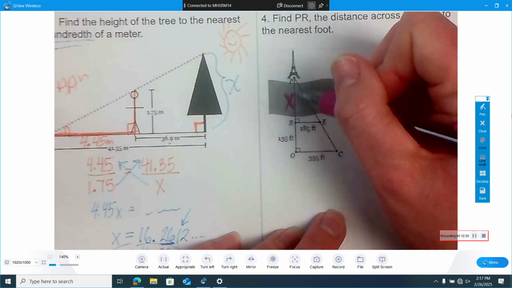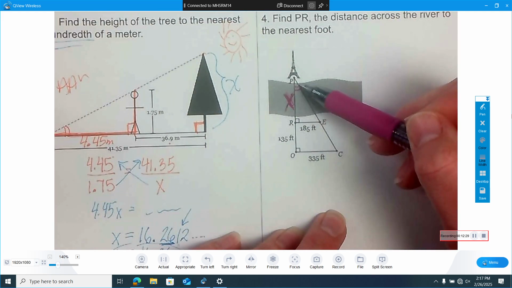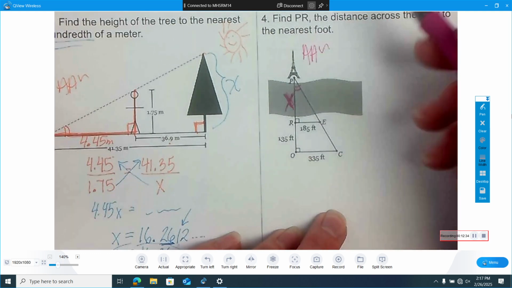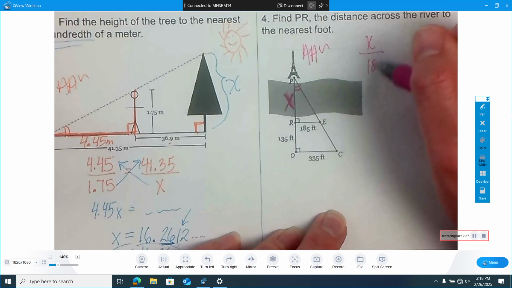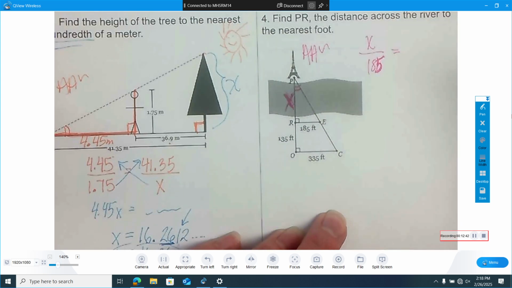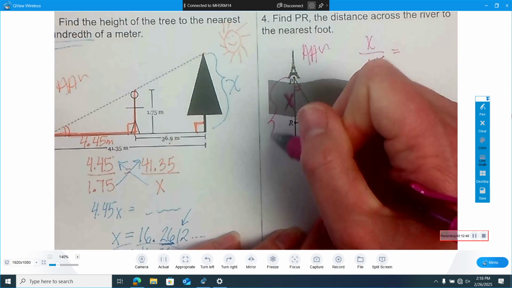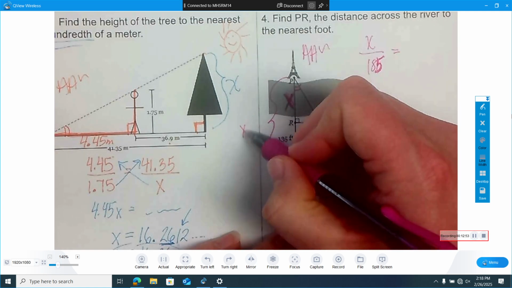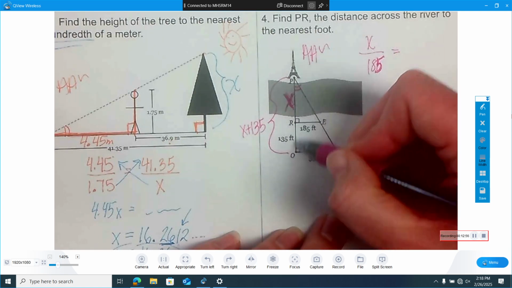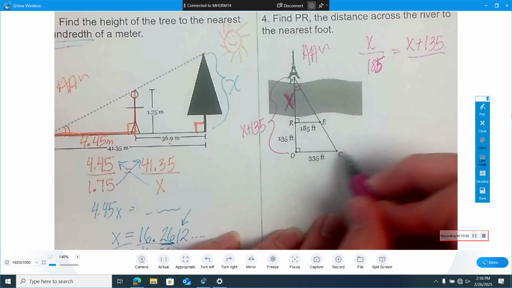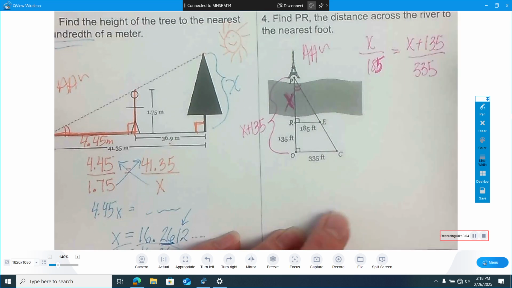So again, we have a common angle up here at angle P. So they do have angle similarity. Now I got a baby triangle. I'm going to set it up x over 185. So that's the left side over the base. What should we do for the big triangle? Yes, 135 plus x. The whole side length there is x plus 135, piece plus piece. So the whole left side would be x plus 135 over the entire base, which is 335.